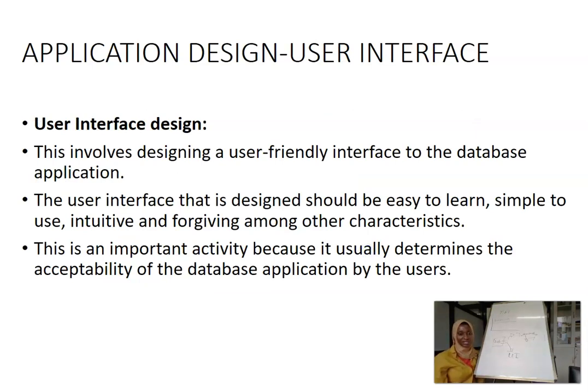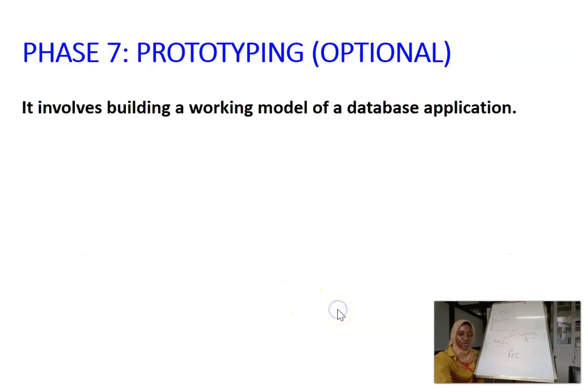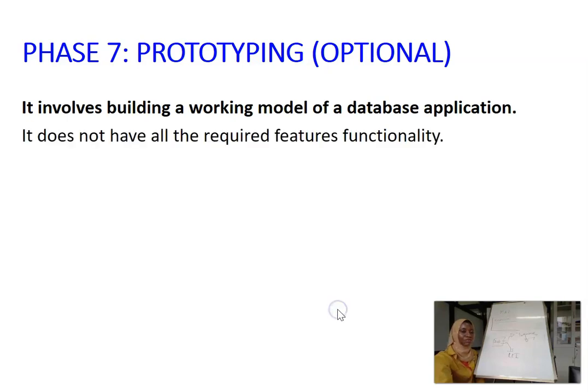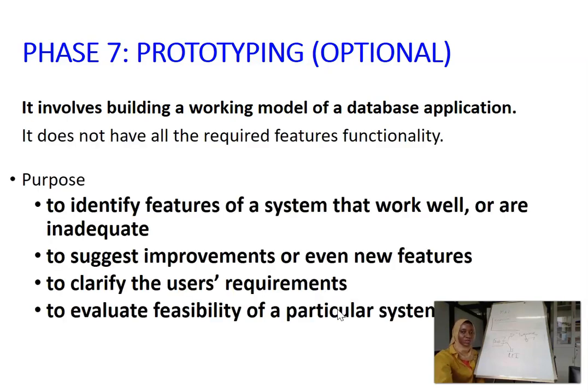Then user interfaces, which I've explained. These are the go-between for the database and the users. So you need to have very nice interfaces that are easy to use and easy to navigate. Then we have phase 7, which is prototyping. Now the prototyping phase helps us to, one, it's optional. You may decide to prototype, you may decide not to prototype.